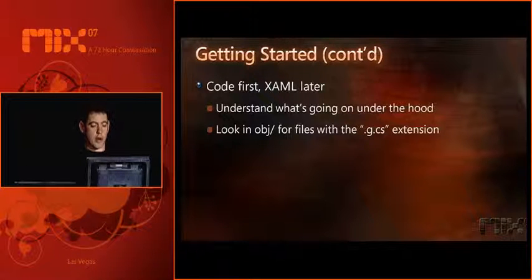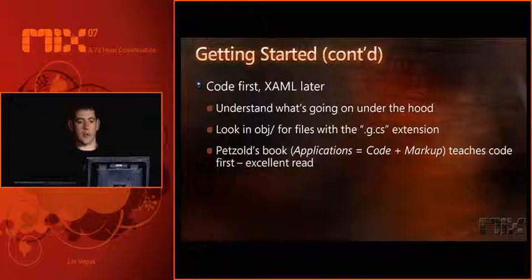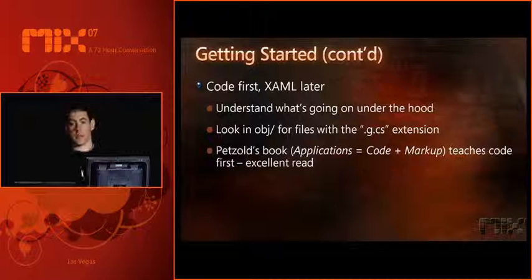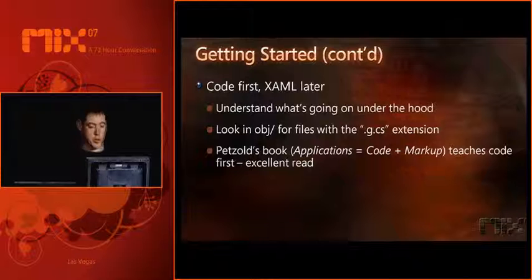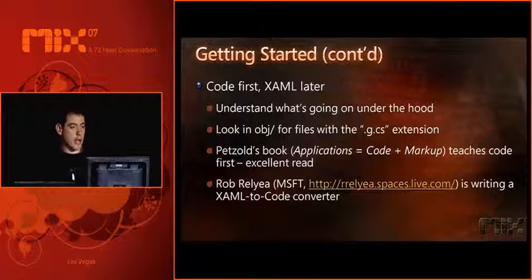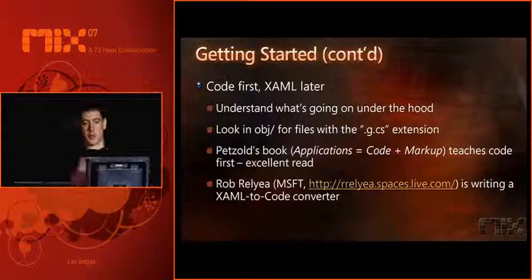So if you dig around in the compiler's files, they have this .g.cs extension. Look in there. You can see some of the things that the compiler generates on your behalf when you do markup. Charles Petzold has an excellent book where he does the code first approach, and then the XAML is the second half of the book. It's worth the read because he does a good job of teaching the nitty-gritty. And Rob from Microsoft, on his blog, is writing a XAML to code converter, which you'll be able to play with and put some XAML in, see what the code looks like, and you start to get a feel for it.